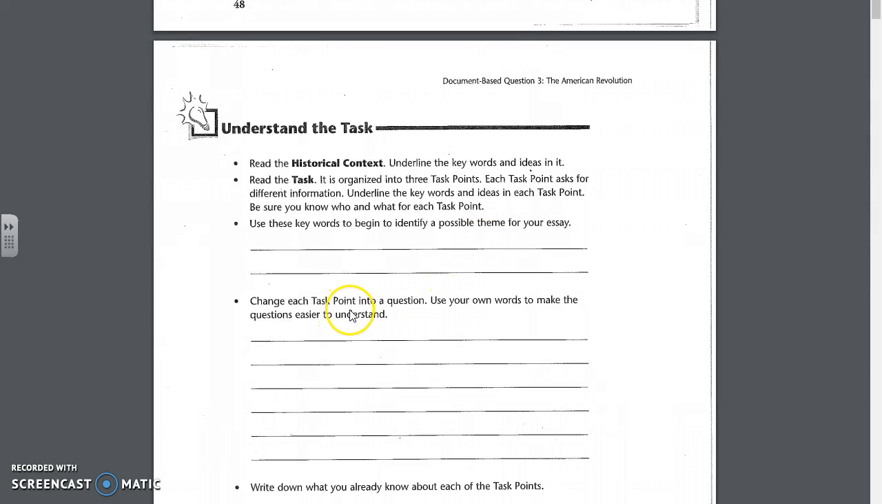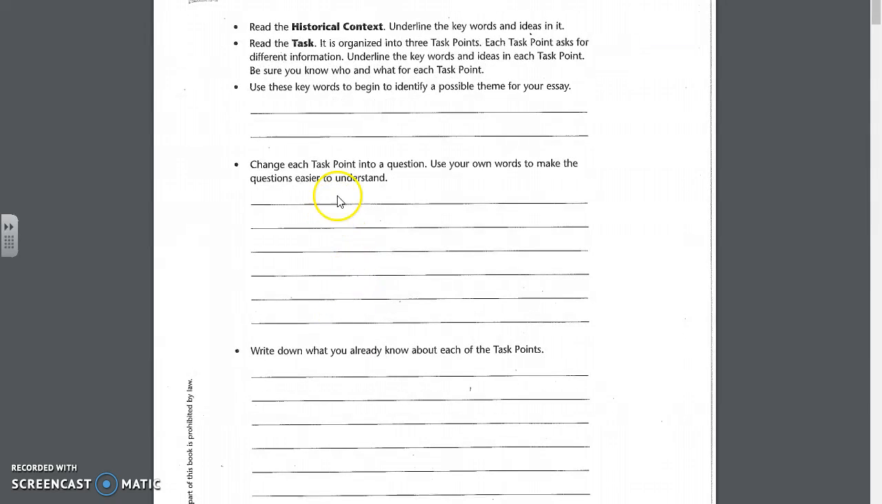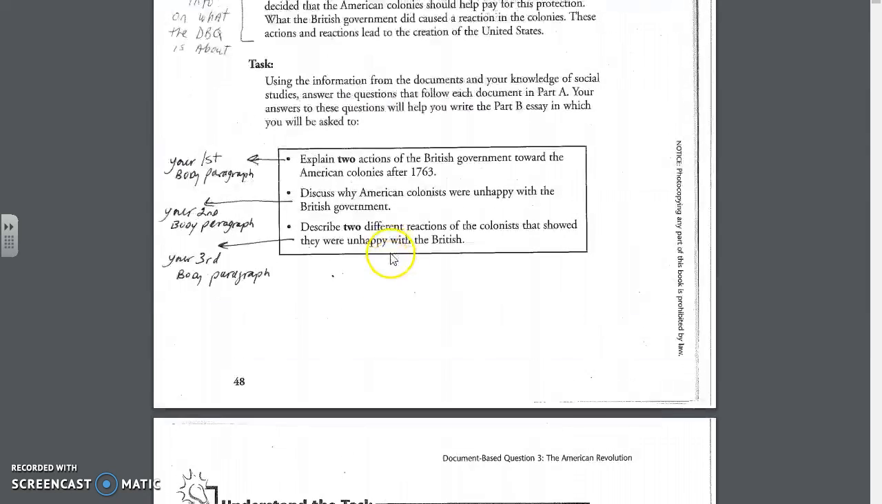Then, skip down here. Once you've reread the task points, I would like you to use your own words to make the task point questions easier to understand. Okay, change them to a question. So you're going to take task point number 1.